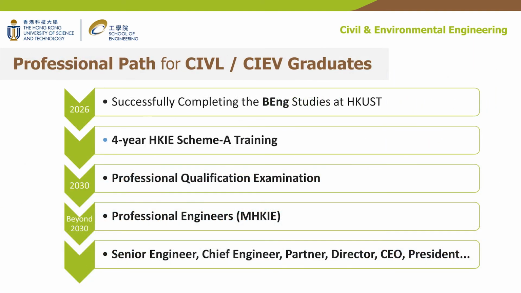It shows the professional path of our civil engineering graduates. If you are admitted to our program at HKUST next year in 2022, you will graduate in 2026 and can start the 4-year Hong Kong IE Scheme A training. After 4 years, you can be a professional engineer chartered under Hong Kong IE. Afterwards, you can be further promoted to senior engineer, chief engineer, or even partner and director of different engineering firms.